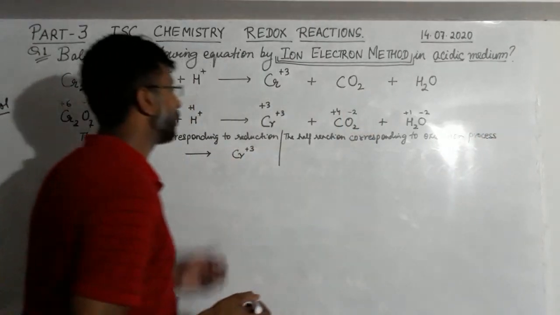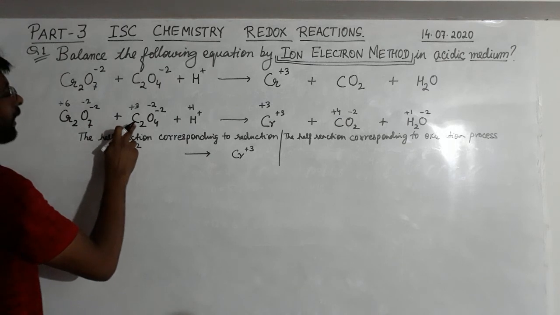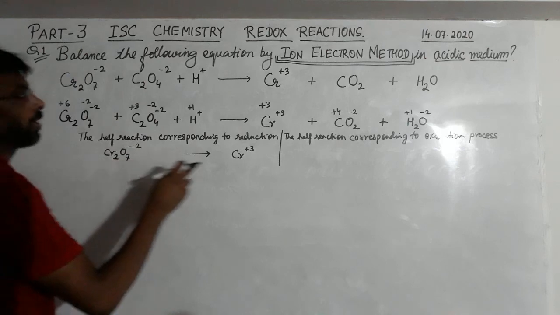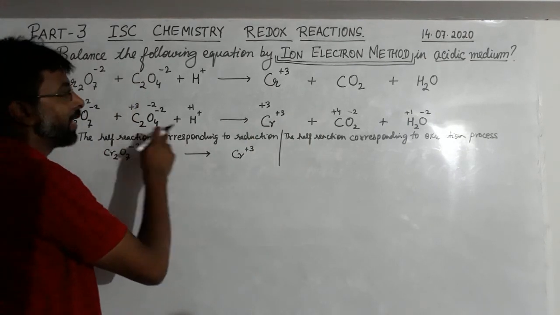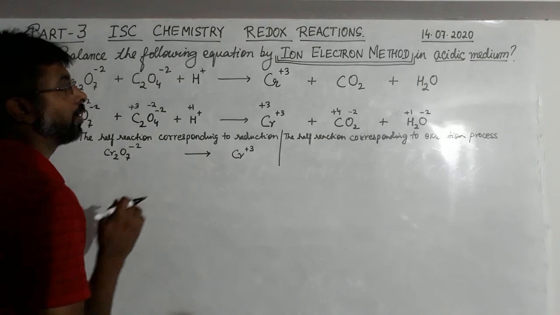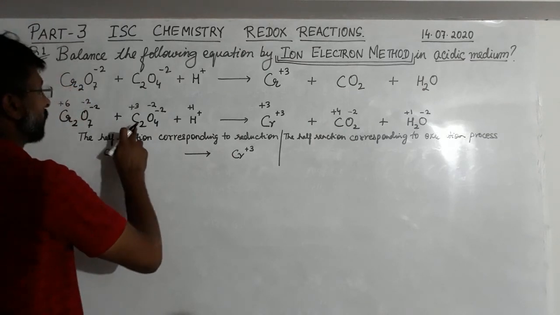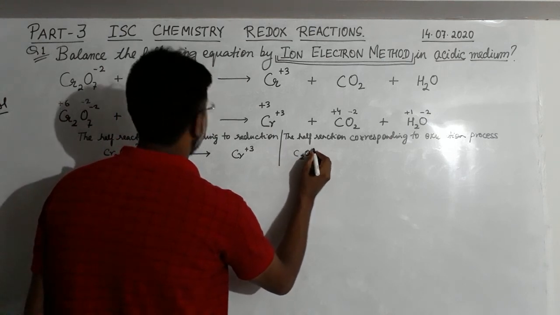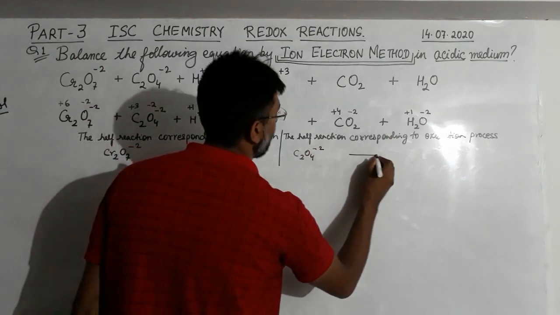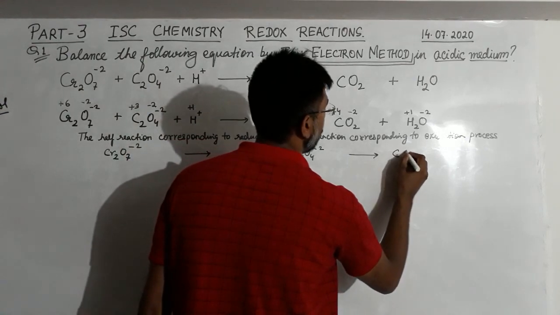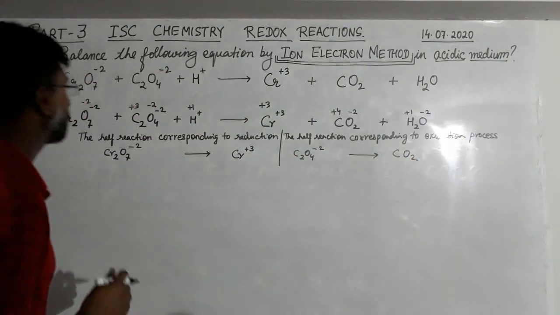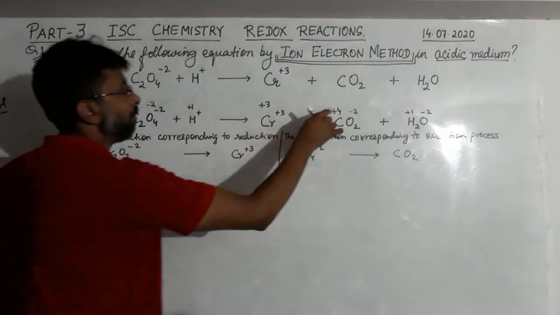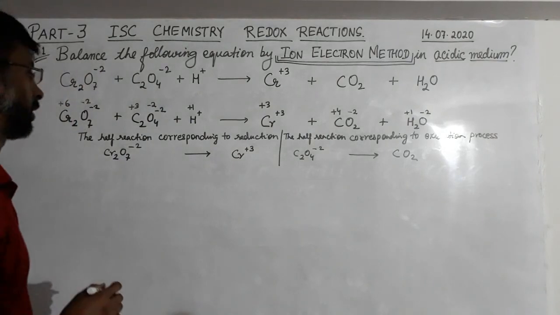Let us see which one is getting oxidized. Over here, the oxalate ion. In the oxalate ion, the carbon oxidation number is plus 3, and it is becoming plus 4. So, oxalate ion is becoming carbon dioxide. So, this becomes the oxidation half reaction. I will write this down: C2O4 minus 2, then an arrow, and CO2. Why is it oxidation? Because the oxidation number of carbon is increasing from plus 3 to plus 4. That is why it is an oxidation process.